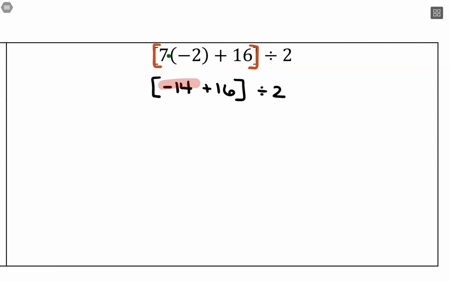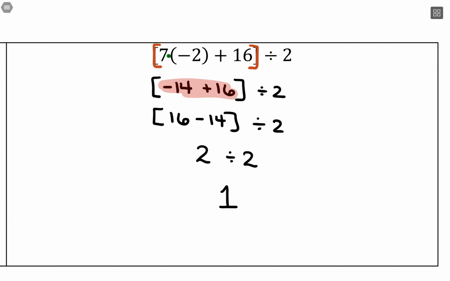And we just keep simplifying those parentheses, so negative 14 plus 16. And if it helps, you can rewrite that as positive 16 minus 14. If that's easier for you, that's absolutely correct. So 16 minus 14 is 2, and then divided by 2, which is going to be equal to 1. So that's our work with negative numbers.